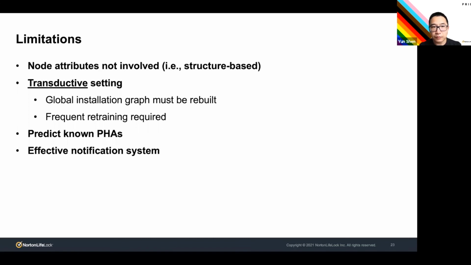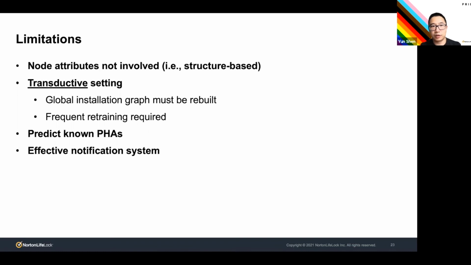And the second limitation is that we put the system in a transductive setting. Transductive setting means the global installation graph must be rebuilt every time there is a new PHA. Since this is a new installation graph, because of the introduction of the new PHAs, the model has to be retrained. So that's the limitation of the transductive setting. One way to compensate for that is that the way we train the system is pretty fast, so we will be able to do frequent retraining on a daily basis.